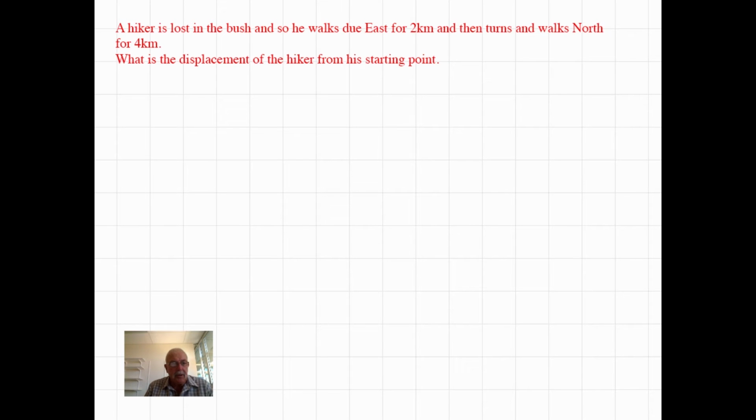Let's put our knowledge that we've got so far on vectors into a practical application here. We've got a hiker who's lost in the bush and so walks due east for 2 kilometres and then turns and walks north for 4 kilometres. What is the displacement of the hiker from his starting point?